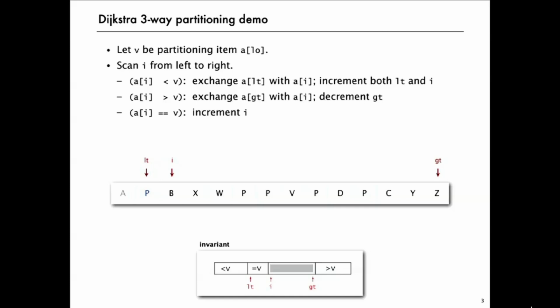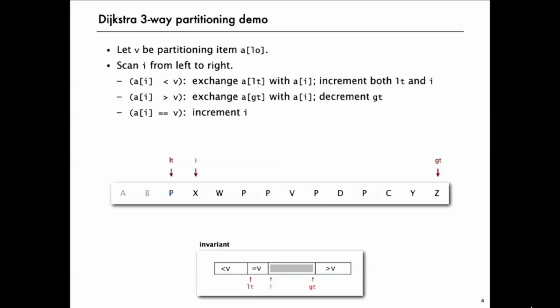So that's the first case there. Now we have a second item, B. That's less than the partitioning element, so we exchange it with LT and increment them both. So we're moving the smaller ones than the partitioning element to the left of LT and keeping LT pointing on the partitioning element. Now what about when we get one that's greater than the partitioning element?